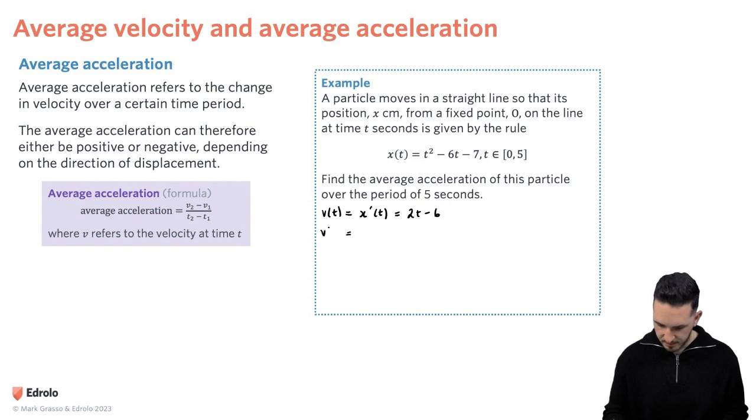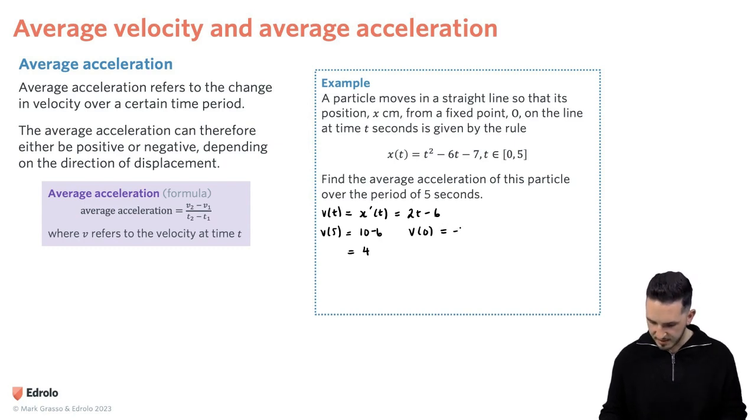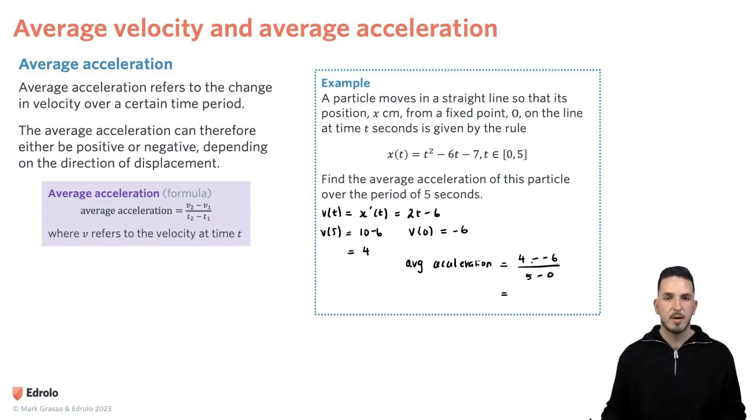So therefore, v of 5 is equal to 2 times 5, which is 10, 10 minus 6 is 4, so it equals 4. And therefore, v of 0 is just equal to 2 times 0, which is 0, minus 6, which is negative 6. Now we can put this into our formula. So average acceleration equals 4 minus negative 6 over 5 minus 0. So this becomes 4 minus negative 6, which is 10. So 10 over 5, which is equal to 2 centimeters per second squared, because we're looking at average acceleration.